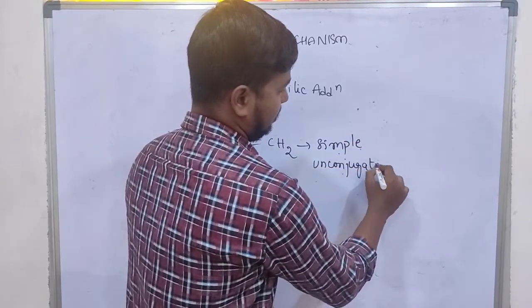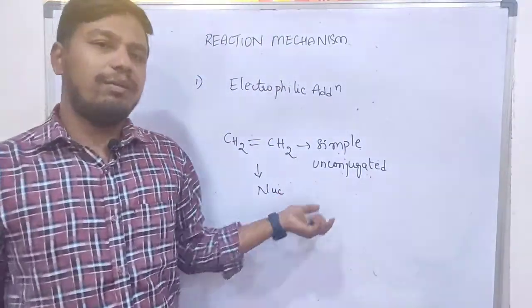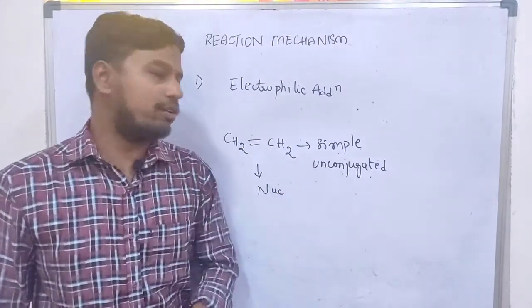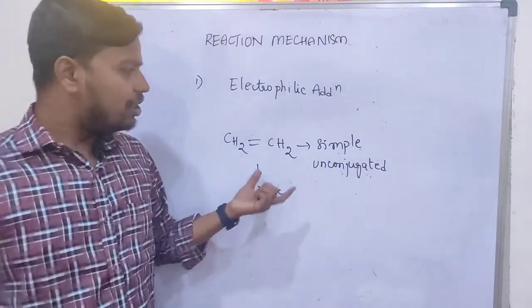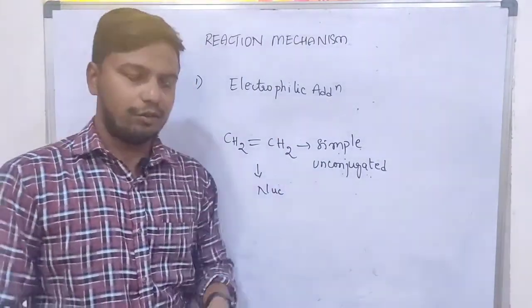Simple unconjugated alkenes or olefins are considered nucleophiles. If there is any alpha beta unsaturation, then it does not behave as a nucleophile. Instead it behaves as an electrophile. We will see that some other time. Now we will understand the addition of an electrophile to this particular alkene, that is, this nucleophile.